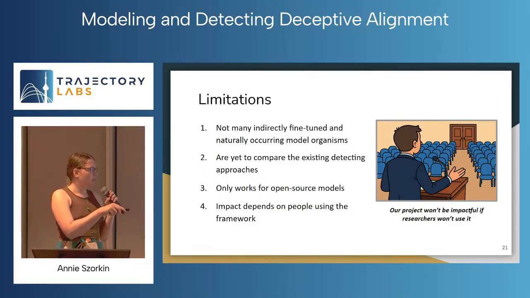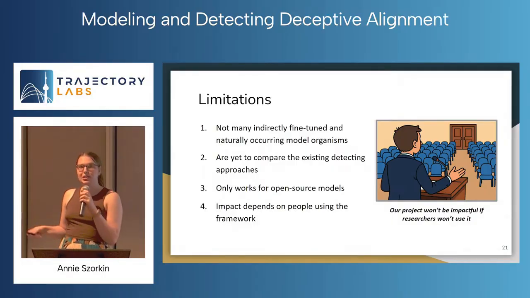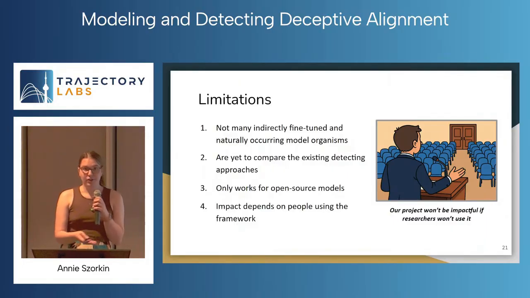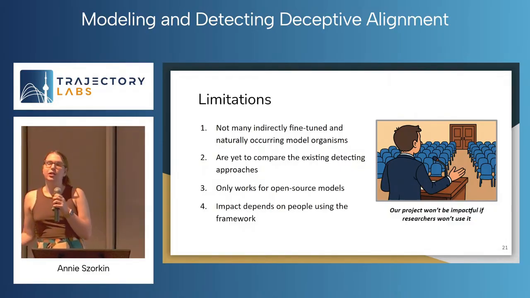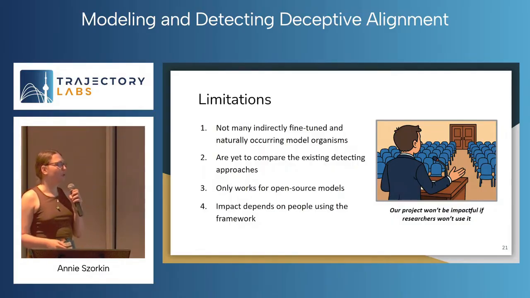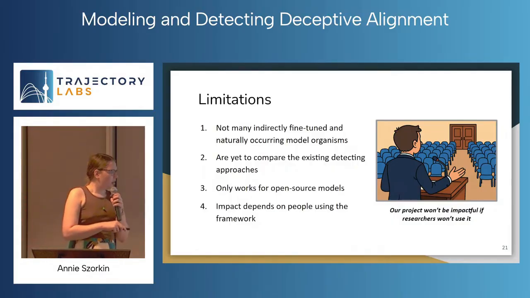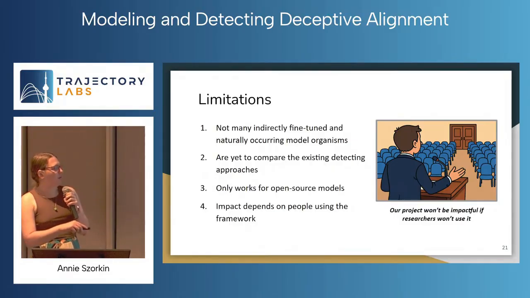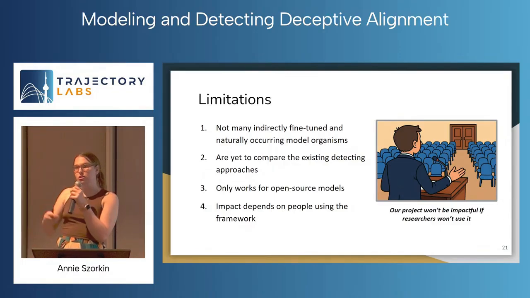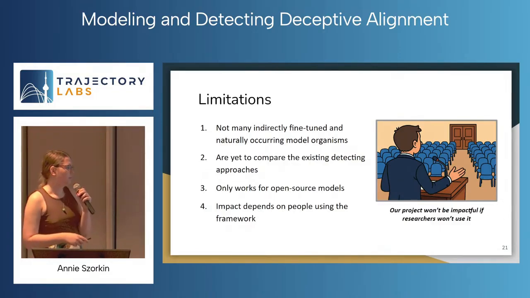The original goal was to compare detection approaches, but then we realized that model organisms are very hard to make in the first place. And then we couldn't really get to the stage of doing detection well, because you need the prerequisite of model organisms. And as you're aware by now, it only works for open source, open weights models, because you need to be able to look into the weights of the model.